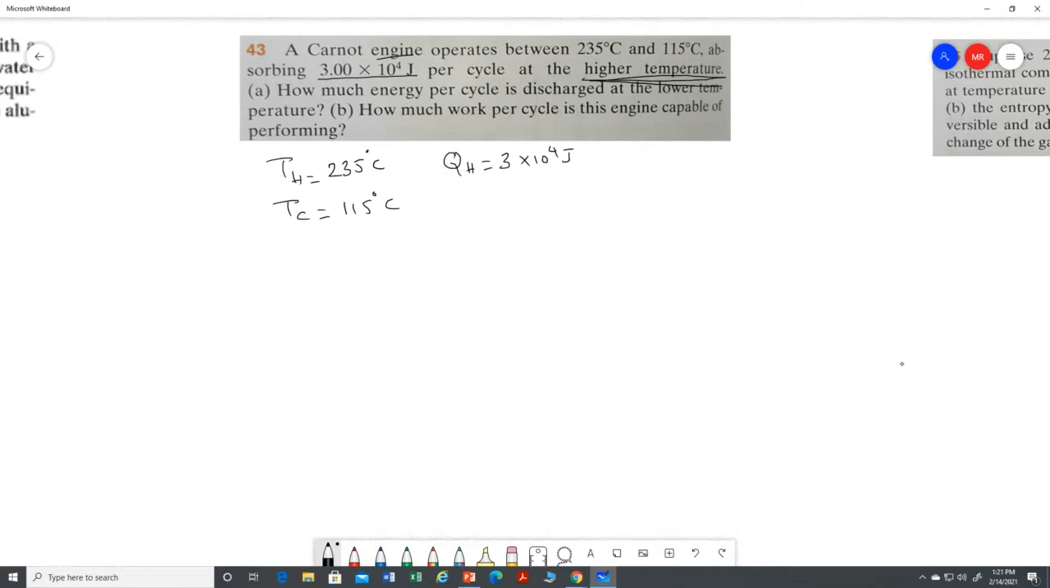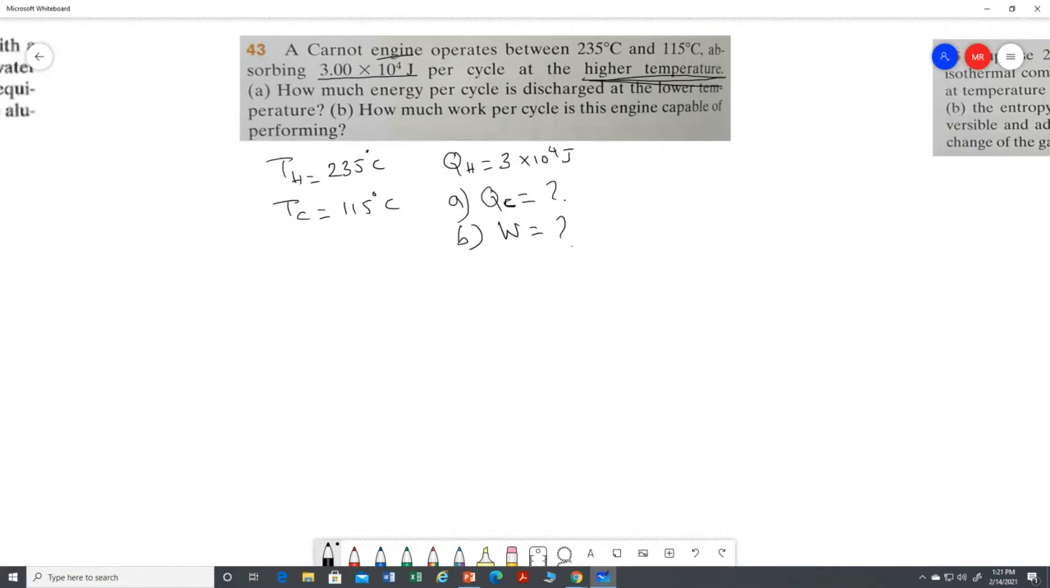Okay, what you are going to find? You are going to find the answers for two questions. What you are going to find in the first question? How much energy per cycle is discharged at the lower temperature? That means you are going to find the value of QL or QC, both are correct. And what is your second question? The work done. Clear?